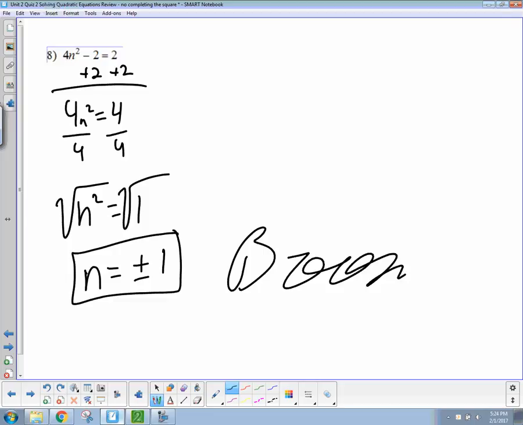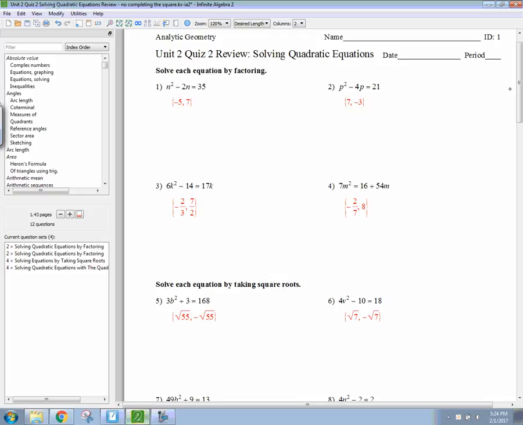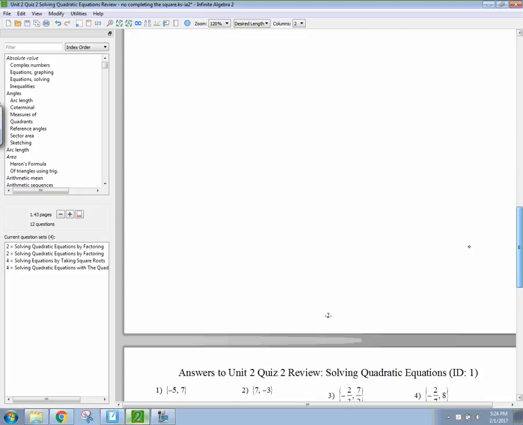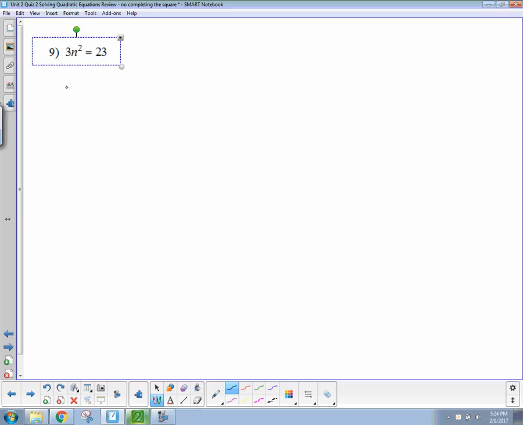Take a minute. Well, I think this is when we need to use the quadratic formula. Let me check. Don't look at the answers. Yeah, this is the quadratic one. All right, so quadratic, move it over. So minus 23. We get 3n squared minus 23 equals 0.